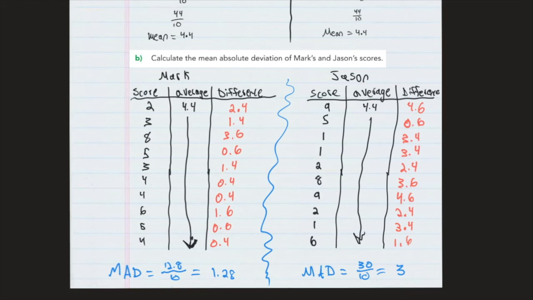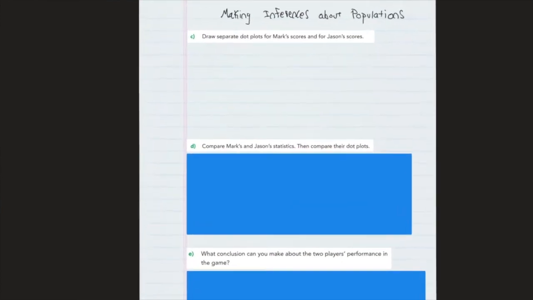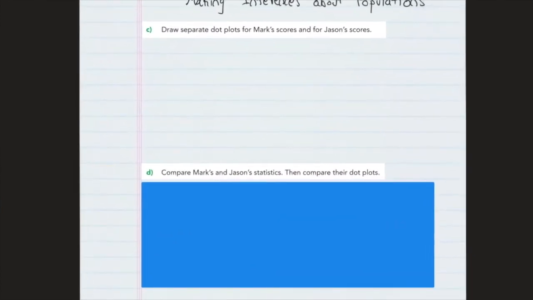So you can see that for Mark, the absolute deviation is significantly lower than Jason's. And that's going to mean that his numbers are closer together. And we'll see that next when we have to draw a dot plot for the data. All right, for this one, again, we're going to draw dot plots for Mark and for Jason.